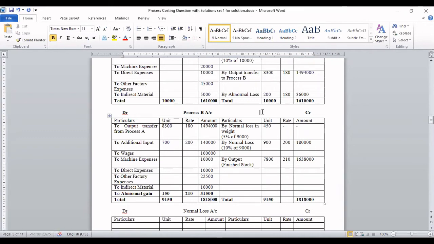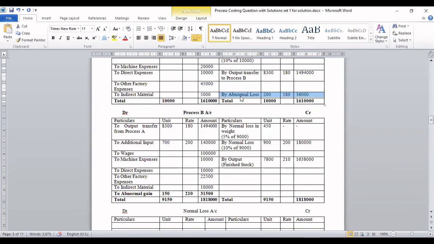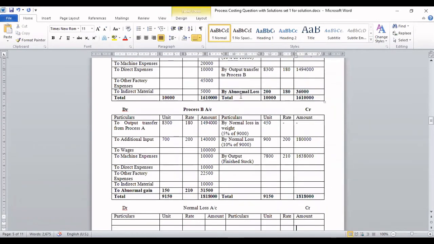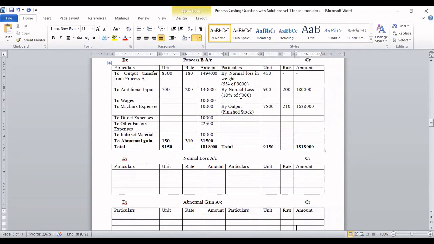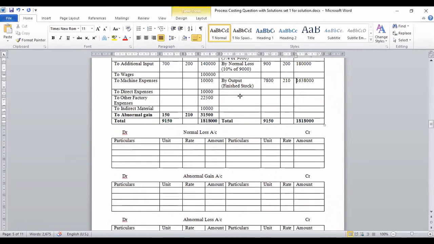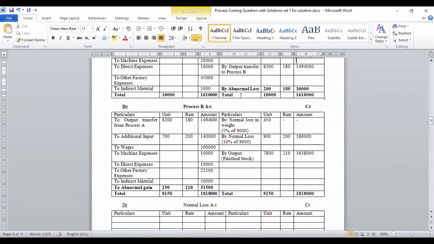Okay. Now, chalo, I'll just keep this bold. Now, bacha, what we have to do? We have to pass the entries in the normal loss account. Now we have to see the treatment for normal loss, abnormal gain and abnormal loss. Okay, so one by one. Now see, bacha.